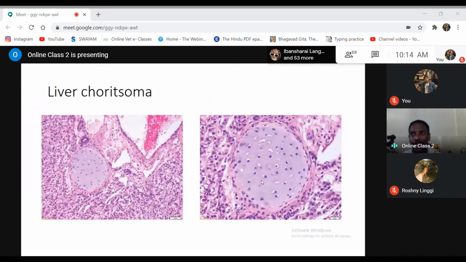Then coming to the next condition, that is called choristoma. What is a choristoma? It is a type of ectopic tissue. Ectopic tissue means these tissues are normally not found in that organ, but in certain conditions you can find those tissues in that particular organ. Say for instance, in this picture, what is the abnormal change you can find? What is the organ? Of course, it is mentioned there, but what is the abnormal picture which is present here?